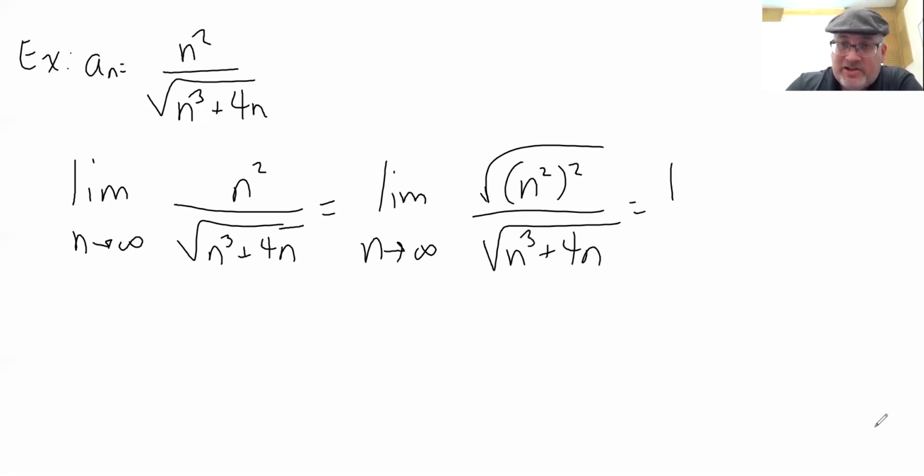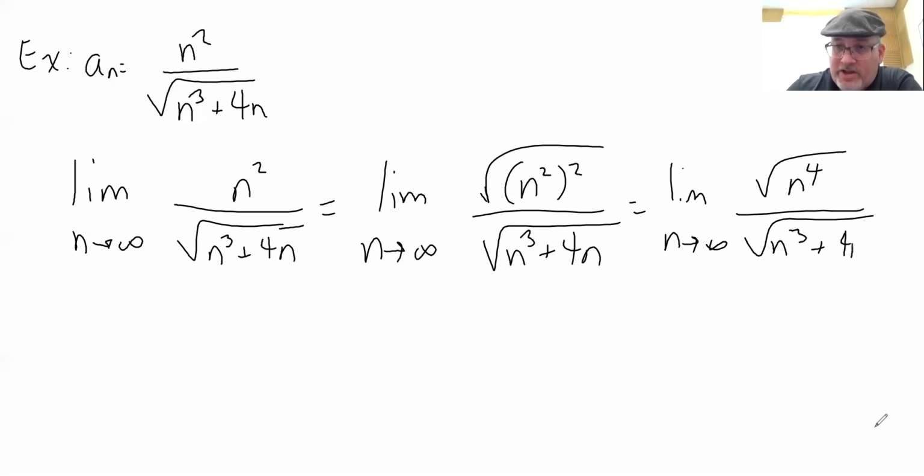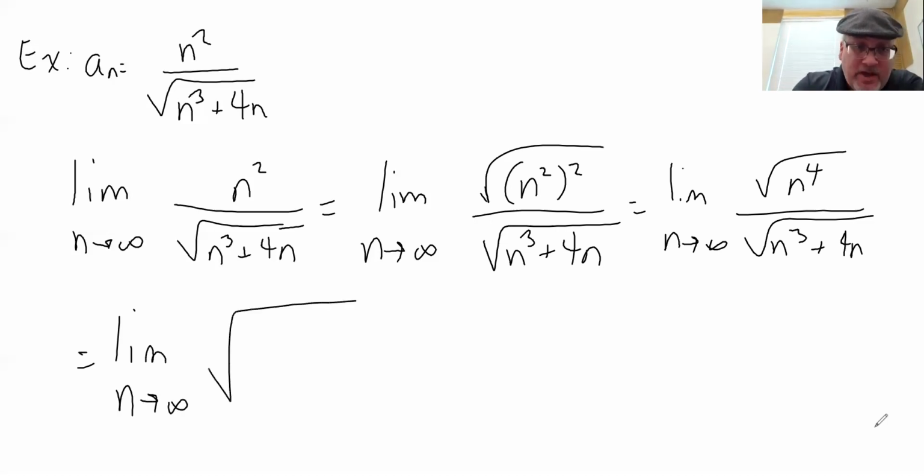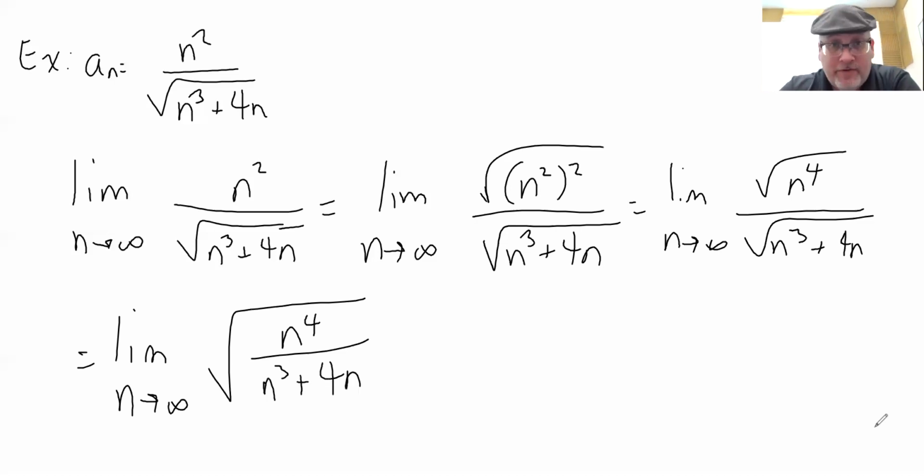So that would give us the limit as n approaches infinity of the square root of n to the 4th over the square root of n cubed plus 4n. And now that we have a ratio of square roots, we can actually combine them into a single square root. Again, what I'm trying to accomplish here is to have something inside of a continuous function. And now I've got something inside a square root. Not just part of it, but all of it.